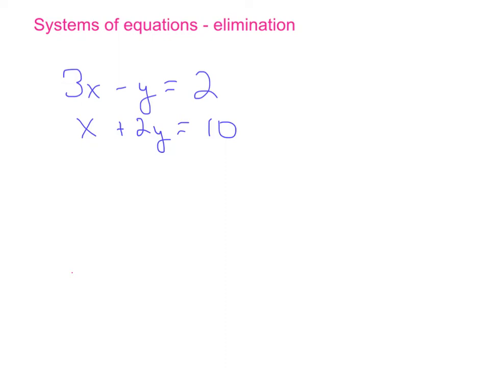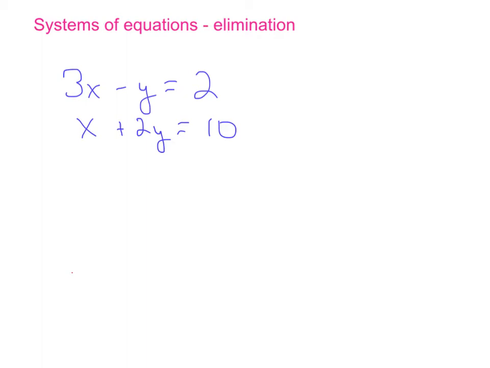So if we look at solving a system of equations using the elimination method, remember this is one of two methods and you get to pick which one you want to use. By elimination, what I mean is that I'm eliminating one of the variables. And we eliminate one of the variables by having the leading coefficient be the same number but opposite sign.